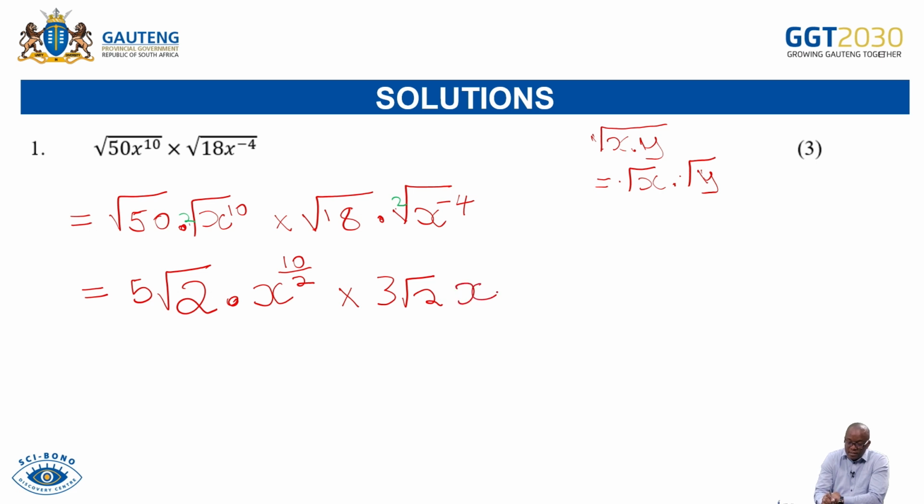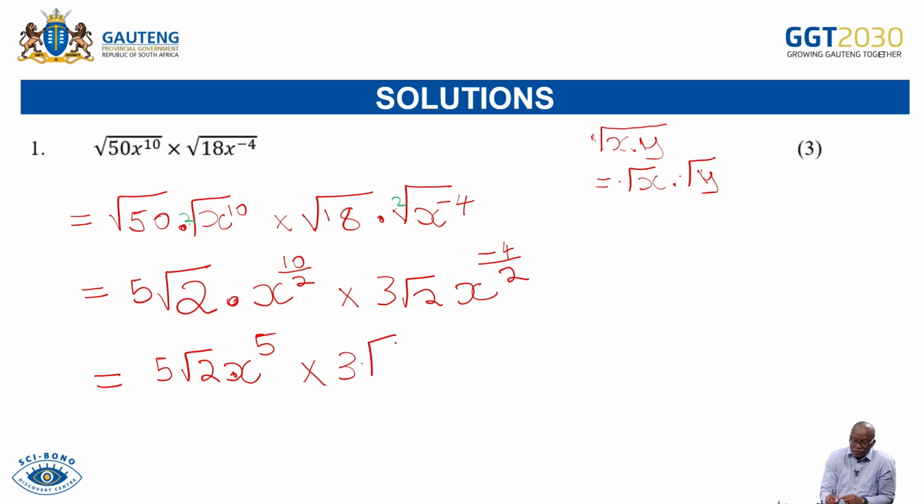Then x to the negative 4 divided by 2. Then that's basically what you are going to have there. So now what will happen here is that we're going to have 5 root of 2 x to the exponent of 5, multiplied by 3 root of 2 x to the negative 2. But that's basically what you are going to have there.